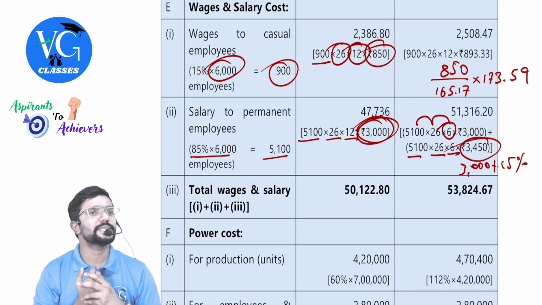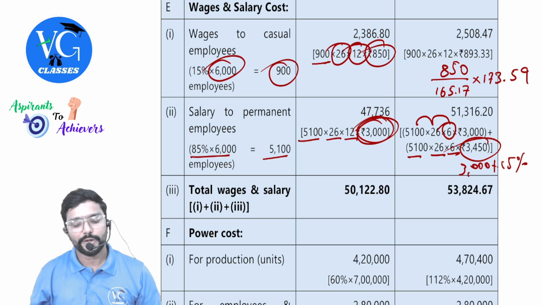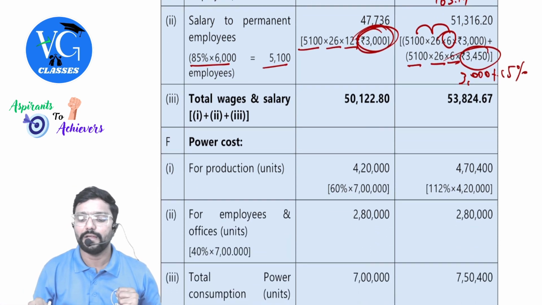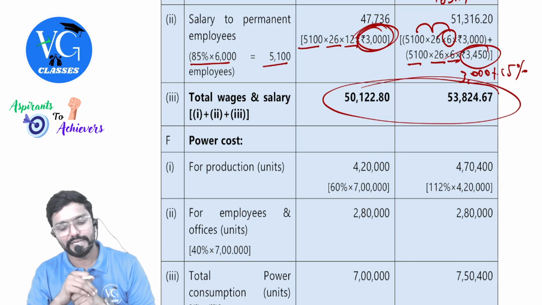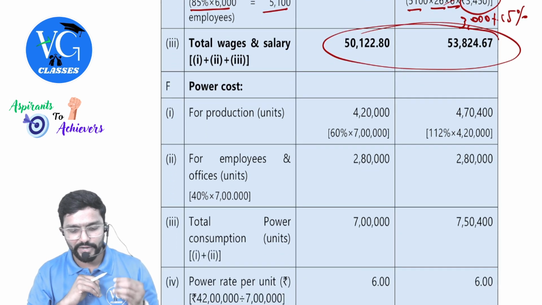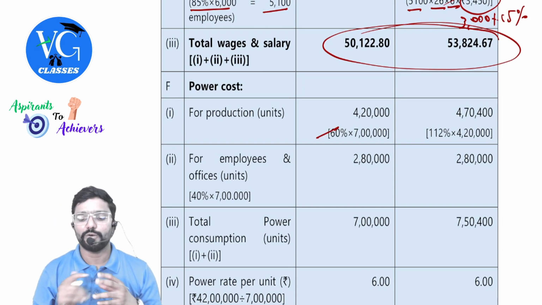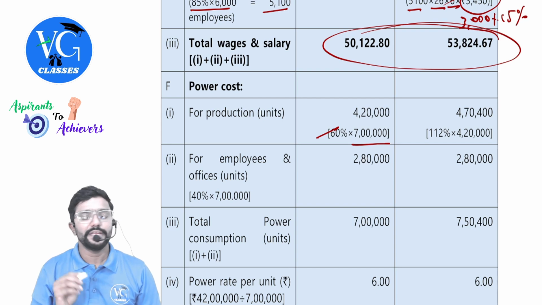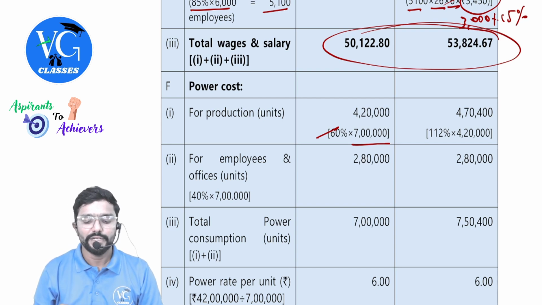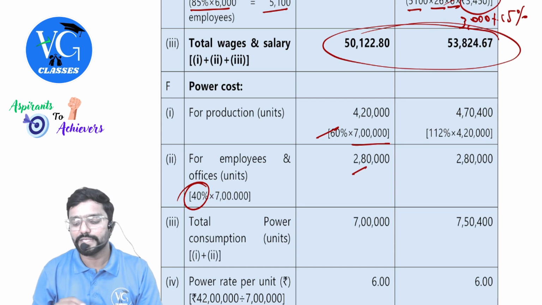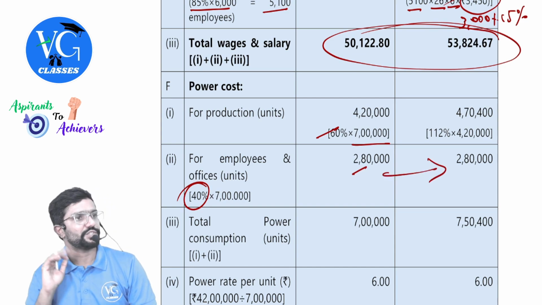6 months old payment, 6 months new payment, guys. Total wages and salary we got it. Everything is in lakhs. Power cost for production, guys, what is the product for production? 60% they told. So 7 lakh is for 2023 into 60%. Remaining 40% is for employees, which I assume to be same, fixed.